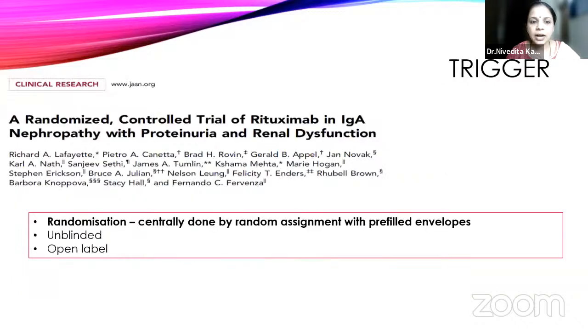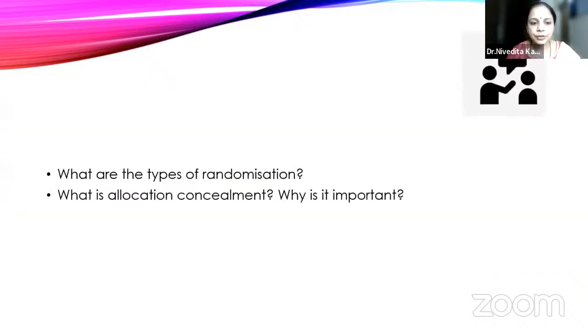So coming back to our trigger study, they said that randomization was done centrally by random assignment using pre-filled envelopes. So what are the types of randomization and what is allocation concealment? Do you think it is important?